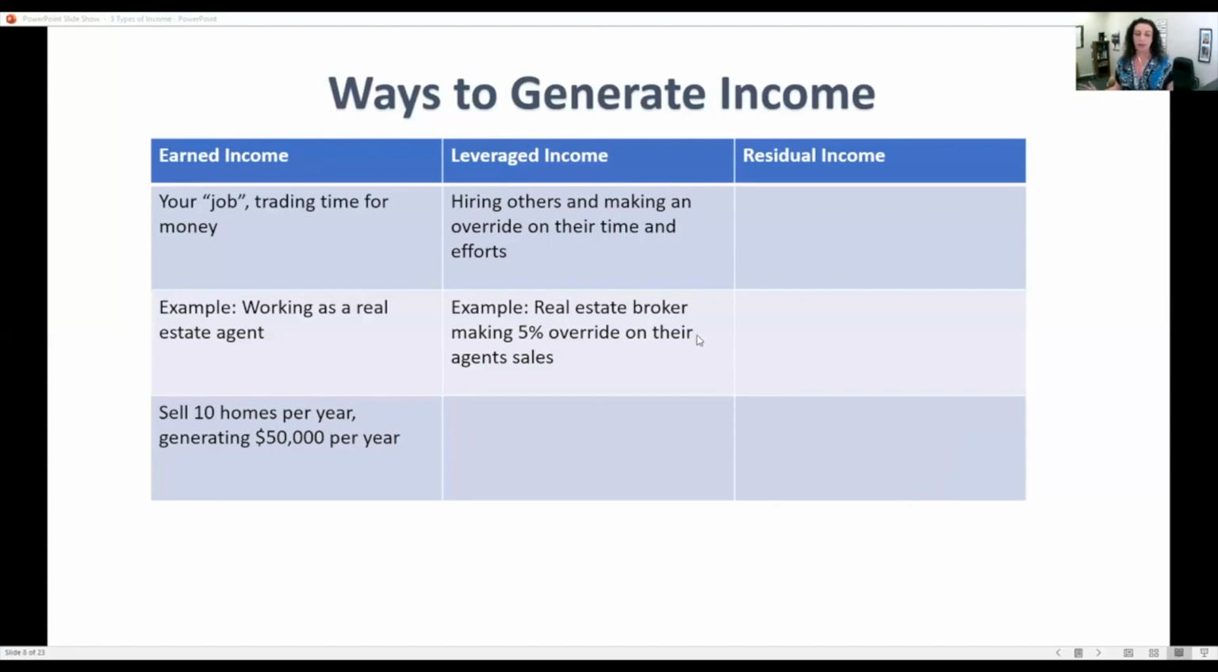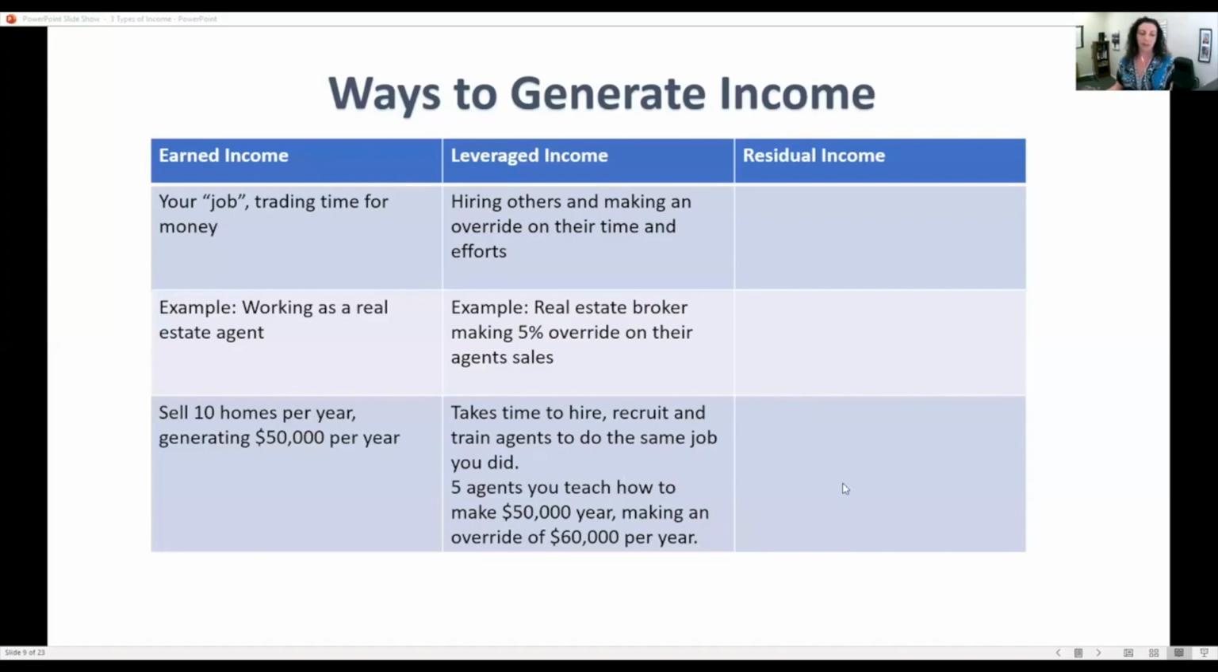Another example would be a real estate broker. You go out and get your broker's license. Now you hire and recruit a bunch of agents, and then you start making an override on their efforts and their sales. For this example, I said you're making a 5% override as a real estate broker for having agents on your team. Of course, in order to do this, it's going to take some time to hire, recruit, and train agents to do the same job that you were able to do. No rocket science here.